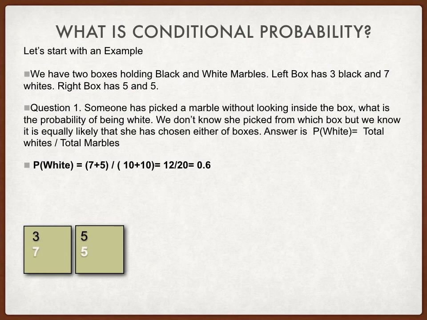If I ask you, a marble is picked from one of the two boxes, what's the probability of this marble being white? What would be the answer? Okay, as long as the probability of choosing a marble from any of the boxes is the same, we can add up all the white marbles, 7 and 5, and divide that by the total number of marbles. So the probability of picking a white marble, given that the likelihood of picking any box is the same, would be 0.6.